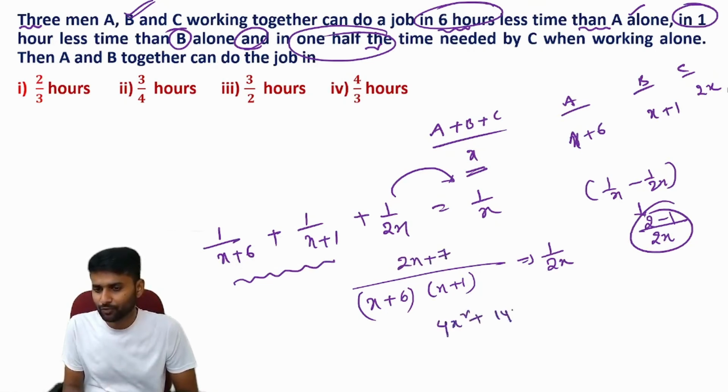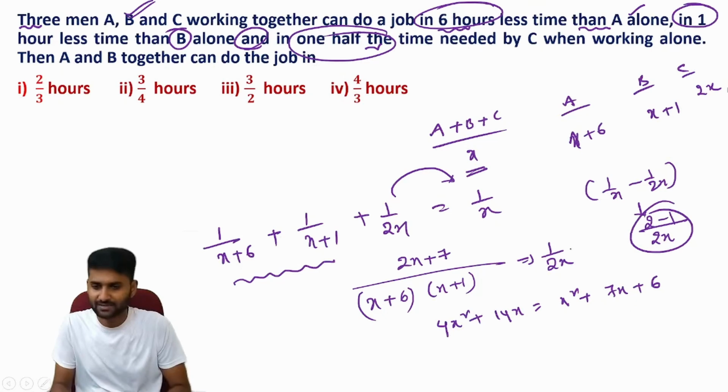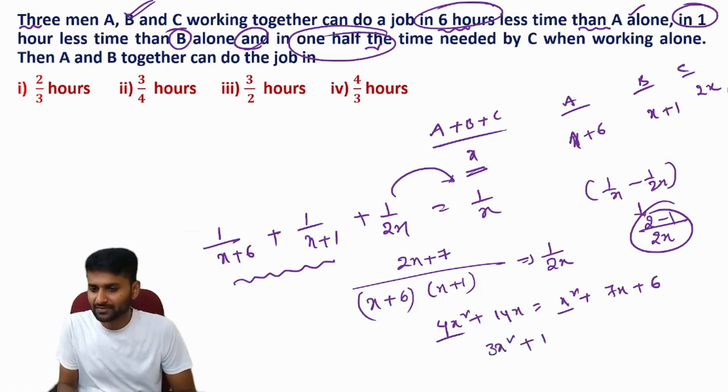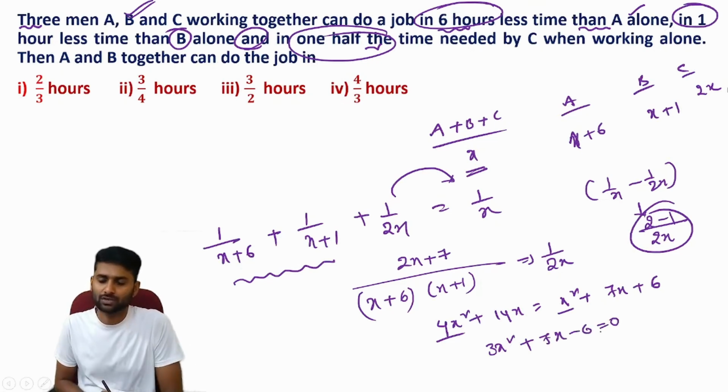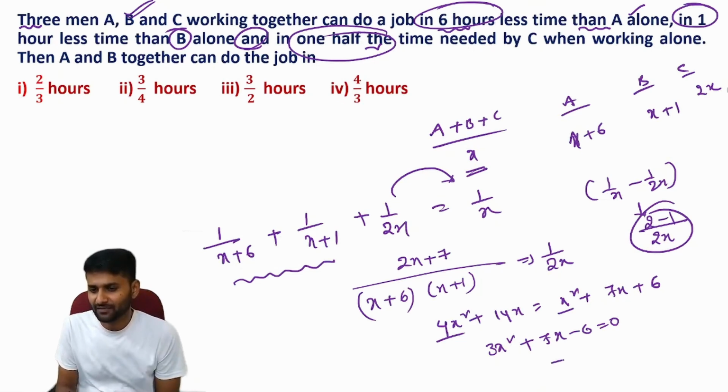4x square plus 14x is equal to x square plus 7x plus 6. So this is the simplification. Now 4x square minus x square is equal to 3x square, plus 14x minus 7x is equal to 7x, and minus 6 is equal to 0. What about the factor here? Here the factor is plus 9 and minus 2.